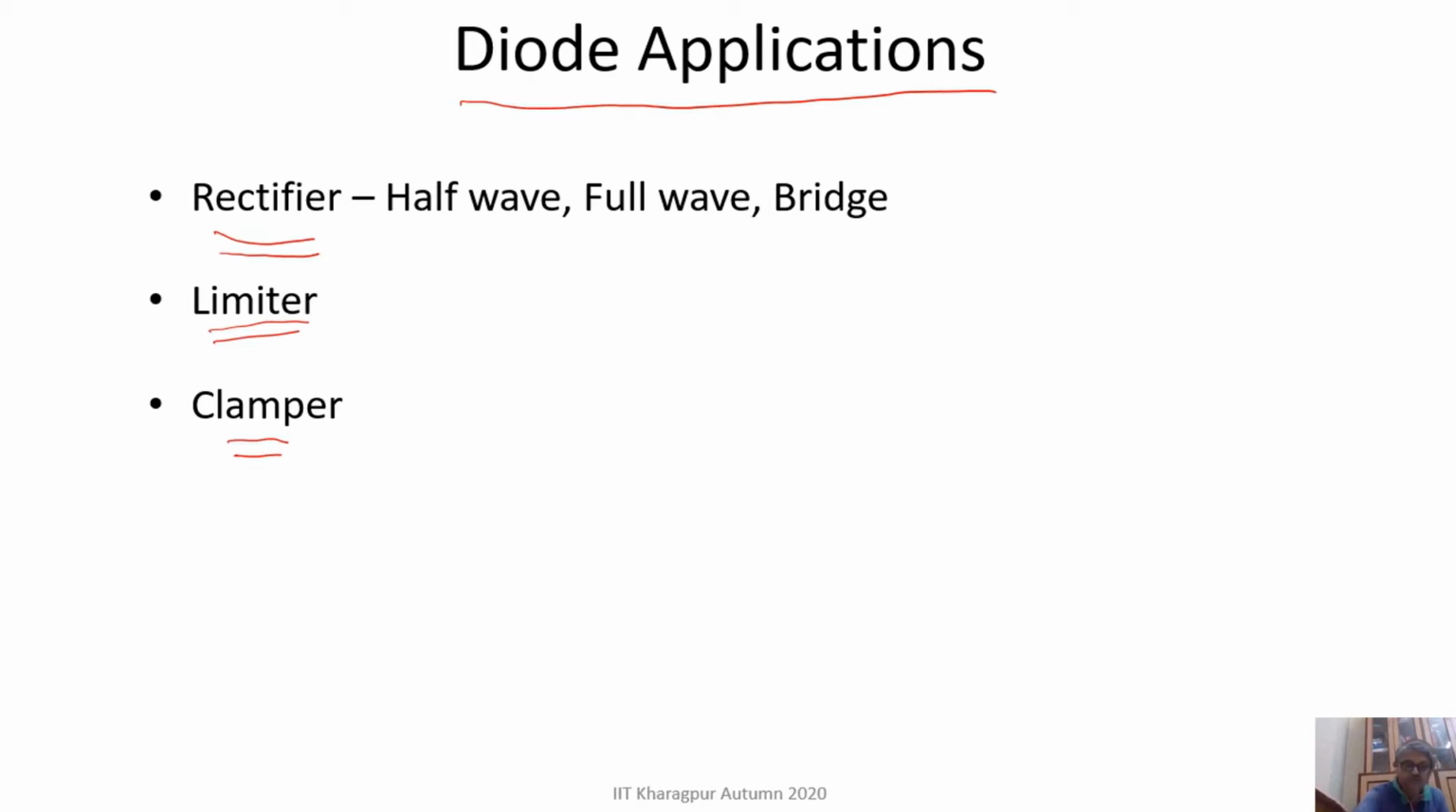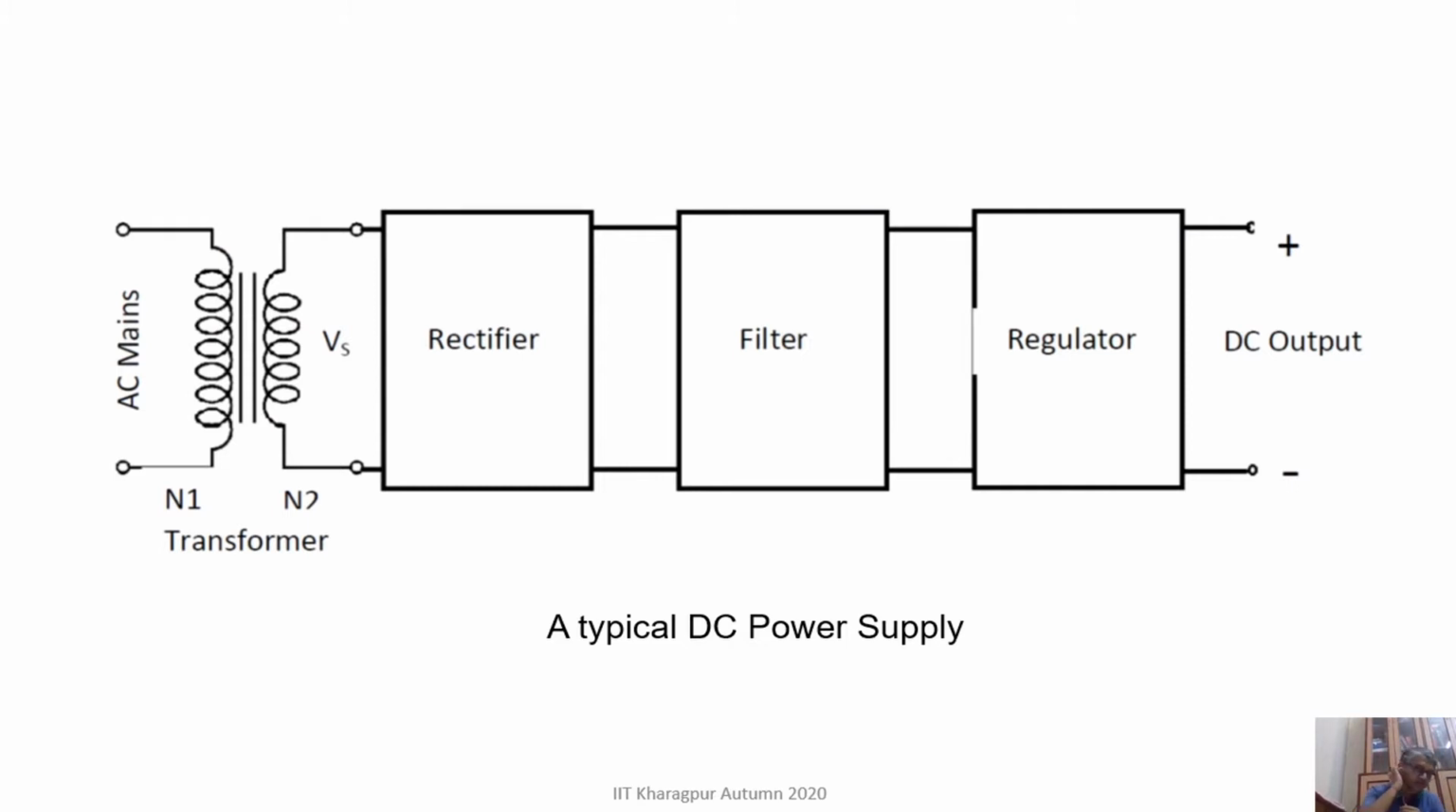Now you see, this is a typical DC power supply. In a typical DC power supply, we often need DC power because most of our electronic gadgets require DC voltages, whereas our line supply is AC supply. So what we need to do is convert this AC signal into DC output, and we need a typical DC power supply system. This typical DC power supply system contains a rectifier.